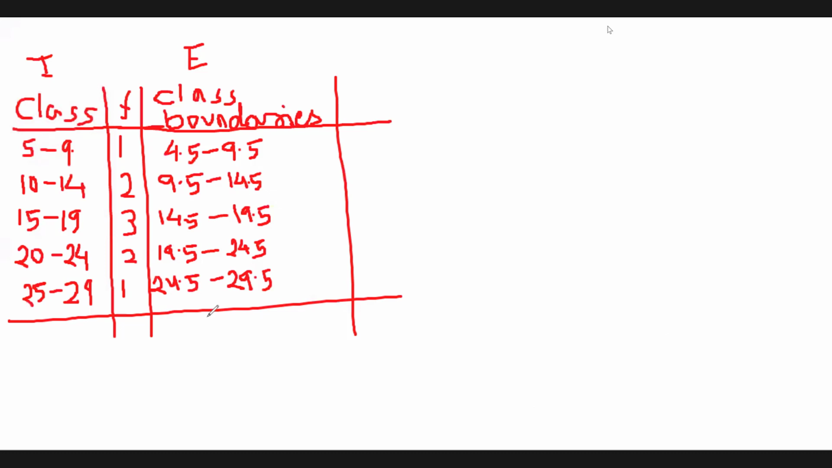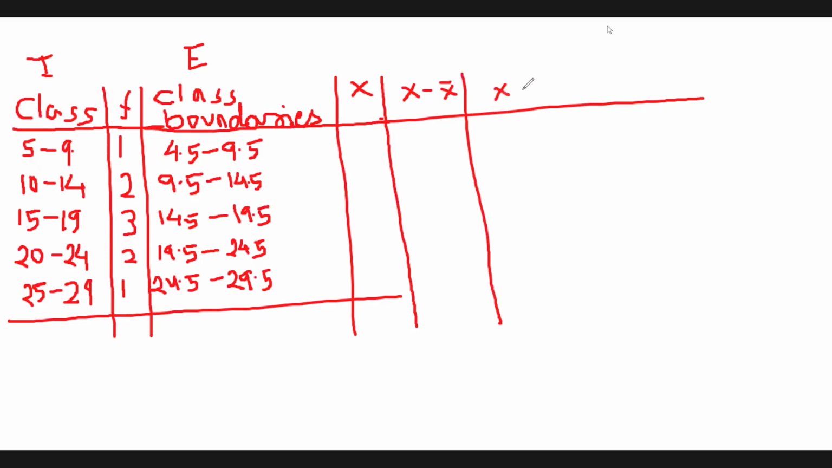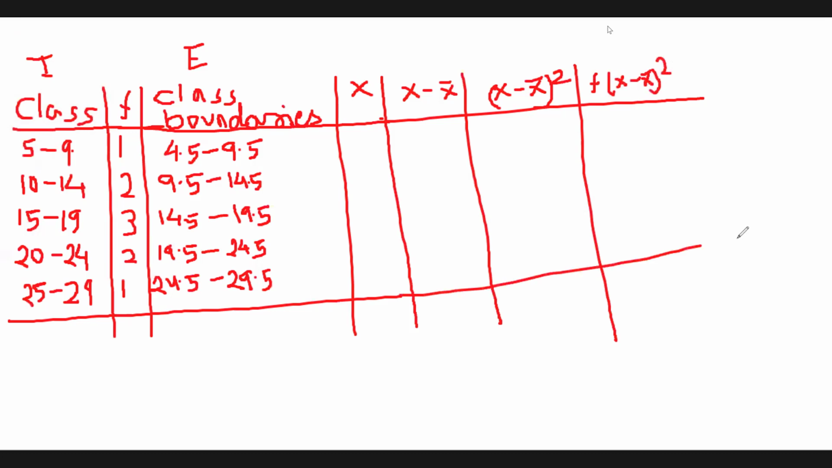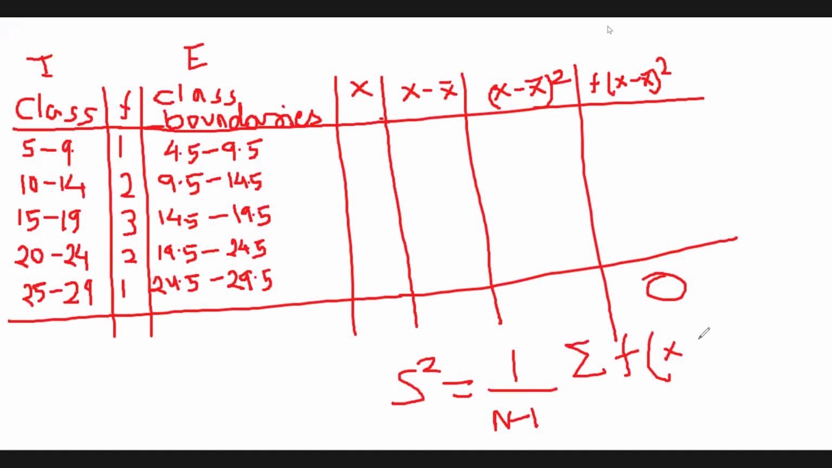First of all, find the value of x, that is the mid value. Now you need x minus x bar as before. Next you need x minus x bar whole square. Next is frequency times x minus x bar whole square. Now you need this sum, and the formula is s square equals 1 by n minus 1 summation frequency times x minus x bar whole square.